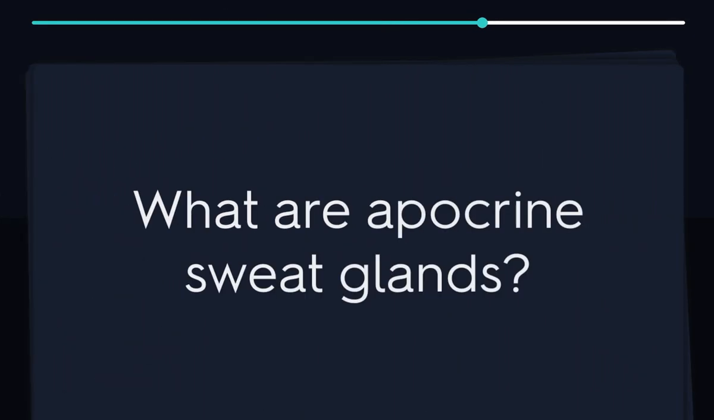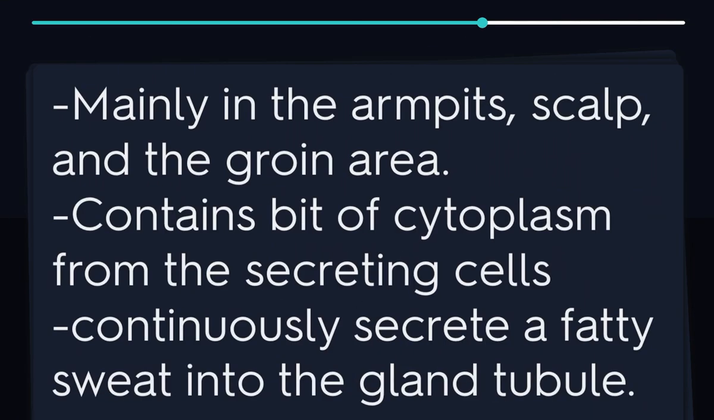What are apocrine sweat glands? Mainly in the armpits, scalp, and the groin area. Contains bit of cytoplasm from the secreting cells continuously secrete a fatty sweat into the gland tubule.